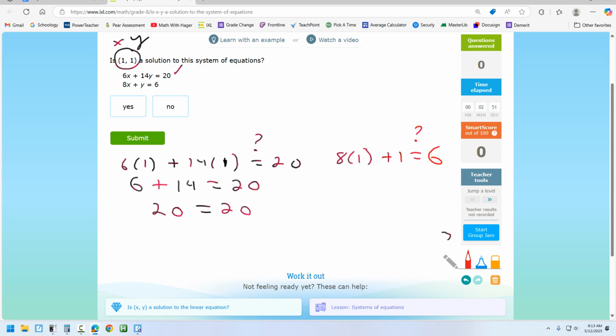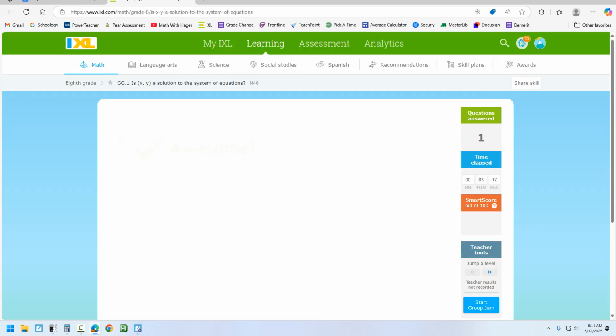What's 8 times 1? 8. And 8 plus 1 is how much? Does 9 equal 6? No. So what that means is if you try to plug in 1, 1, it doesn't work. It works in the top one. It doesn't work in the bottom one. It has to work in both. So you'd click no, and then click submit, and you got it right.